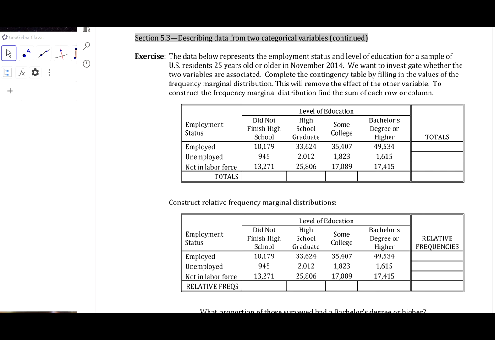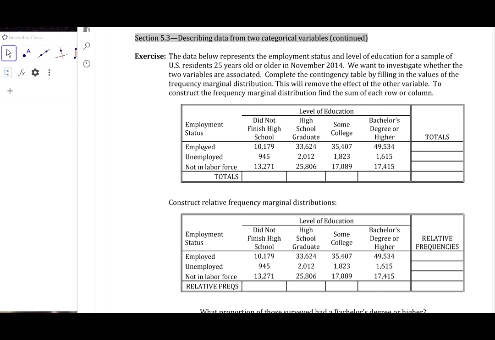Complete the contingency table by filling in the values of the frequency marginal distribution. This will remove the effect of the other variable when we look just in the margins. To construct the frequency marginal distribution, find the sum of each row or column. And that really is all that's involved in finding that frequency marginal distribution.